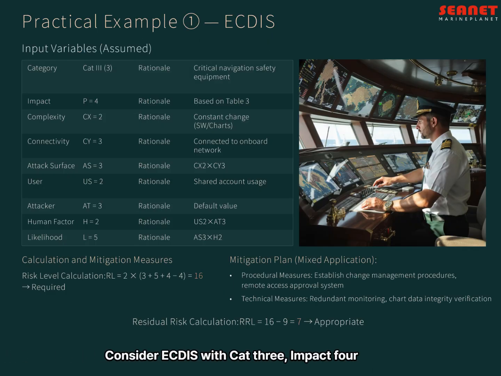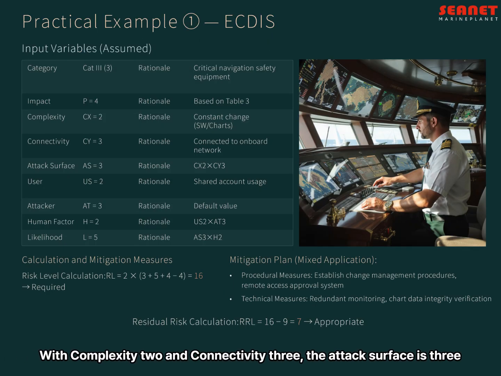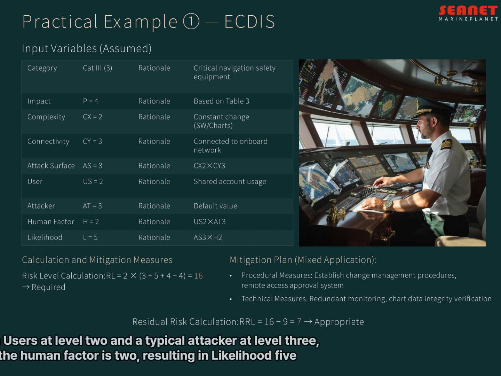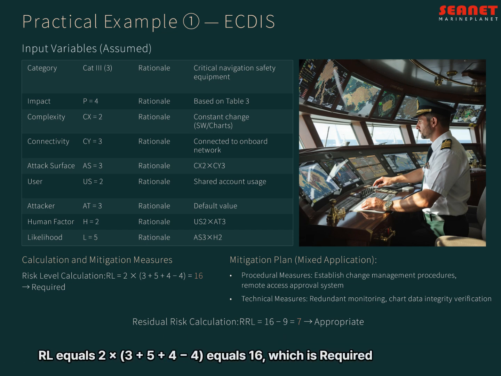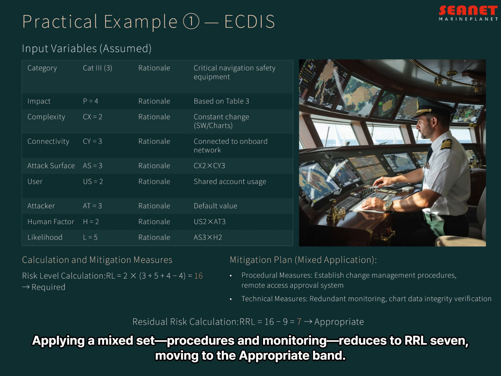Consider this example with Category 3, Impact 4. With Complexity 2 and Connectivity 3, the attack surface is 3. With users at Level 2 and a typical attacker at Level 3, the human factor is 2, resulting in likelihood 5. RL equals 2 times (3 plus 5 plus 4) minus 4 equals 20, which is required. Applying a mixed set of procedures and monitoring reduces it to RRL 11, moving to the appropriate band.